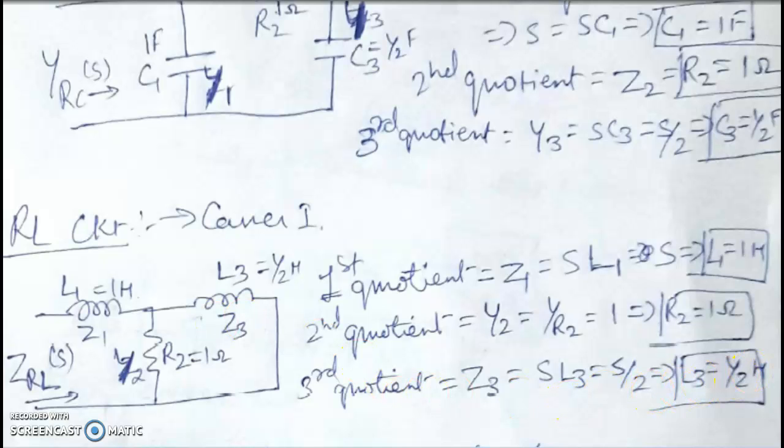to half Henry. So the point to be noted is, because for the RC function we realize the admittance function of the RC network, it will start from the shunt branch, and we are realizing the impedance function of the RL network, so it will start from the series element.